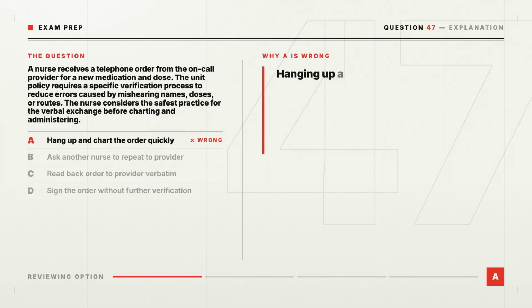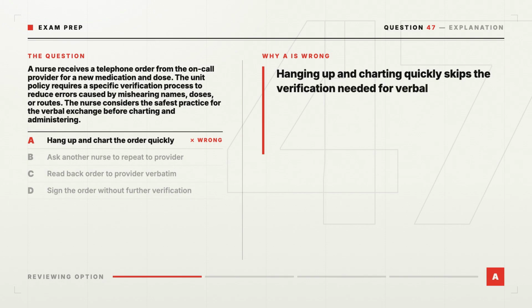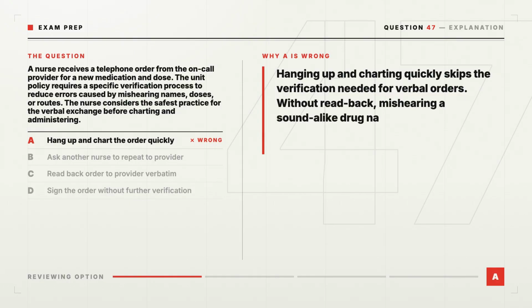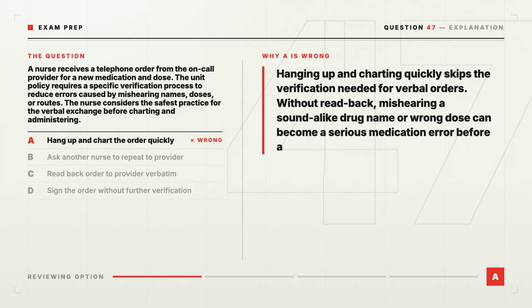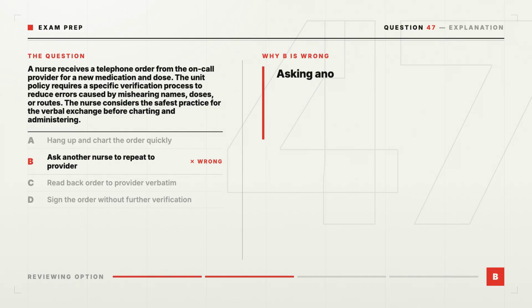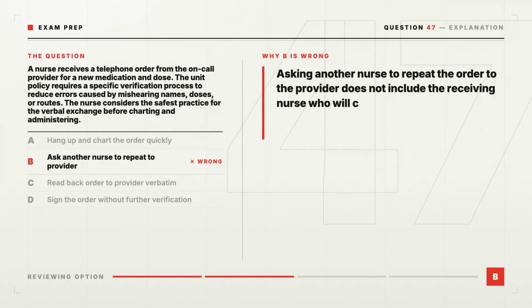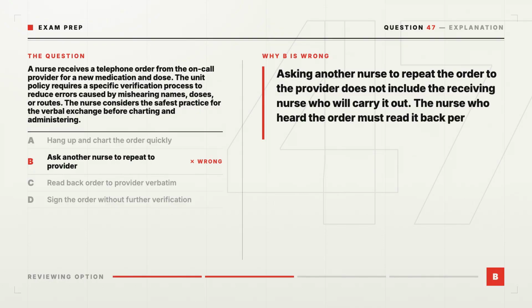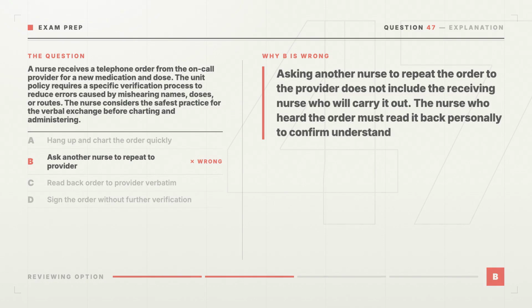A is wrong because hanging up and charting quickly skips the verification needed for verbal orders. Without readback, mishearing a sound-alike drug name or wrong dose can become a serious medication error before anyone catches it. B is wrong because asking another nurse to repeat the order to the provider does not include the receiving nurse who will carry it out. The nurse who heard the order must read it back personally to confirm understanding.